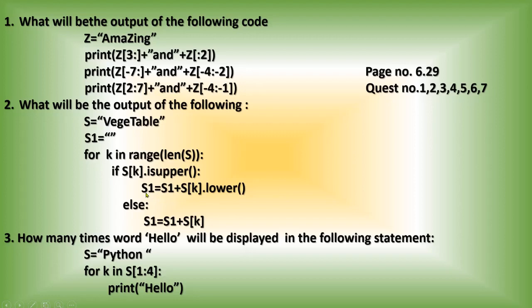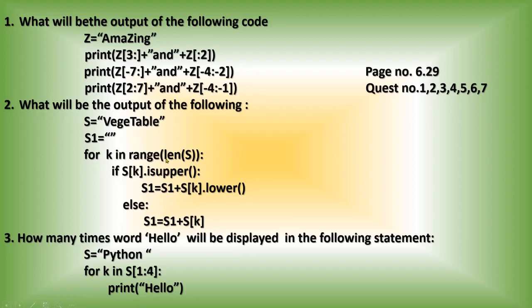Condition true means what do you want to do? S1 equal to S1 plus. S1 is already an empty string. Along with the empty string, S of k. S of k means S of 0. S of 0 means V, capital V. V dot lower. So that means capital V is converted into small letter v. Now the variable S1 contains small letter v. After that, it will not go for the else part.